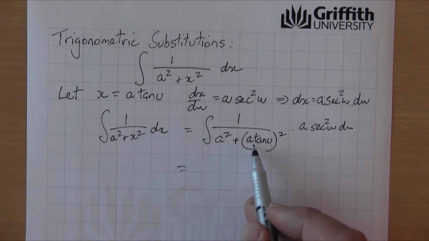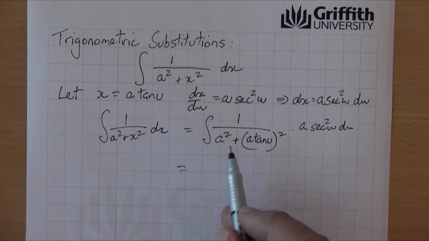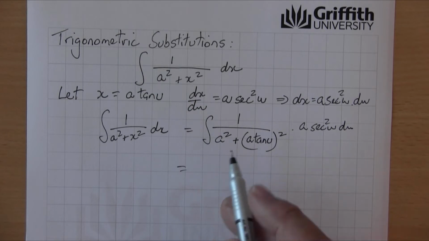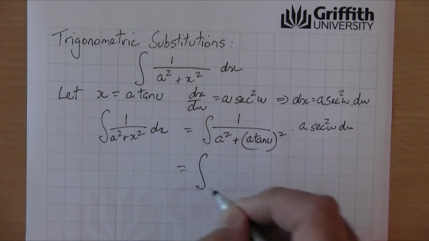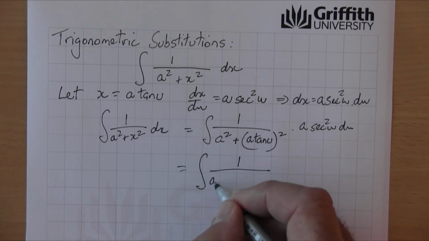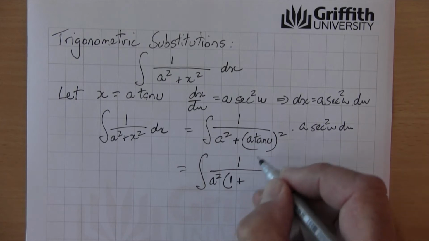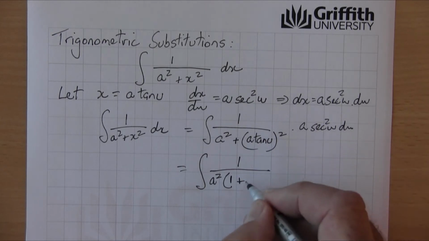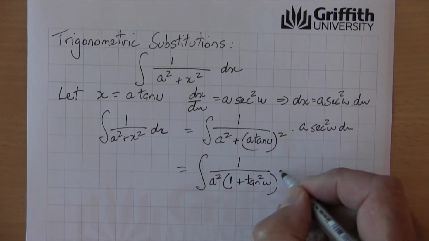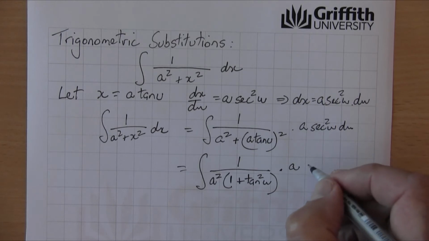When we square that, we get a squared tan squared u, and so we get a squared plus a squared tan squared u. So a squared is a constant to both terms, so we can take a squared out the front. a squared times 1 will be a squared plus, now this is a squared tan squared u, so that'll be just tan squared, times a sec squared.